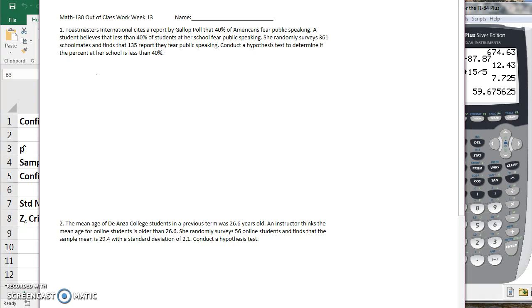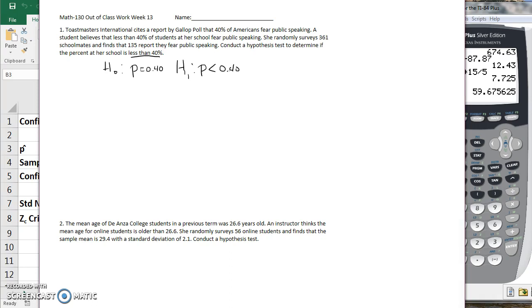So the first thing that we're going to want to do in hypothesis testing is set up our null and alternative hypothesis. So H0 is our null hypothesis, and H1 is going to be alternative. Remember that H0 is always going to be an equal sign. So we are testing that 40%. So for our null hypothesis, it's going to be that P is equal to 0.40. And the alternative hypothesis is that less than 40%. So P is less than 0.40.